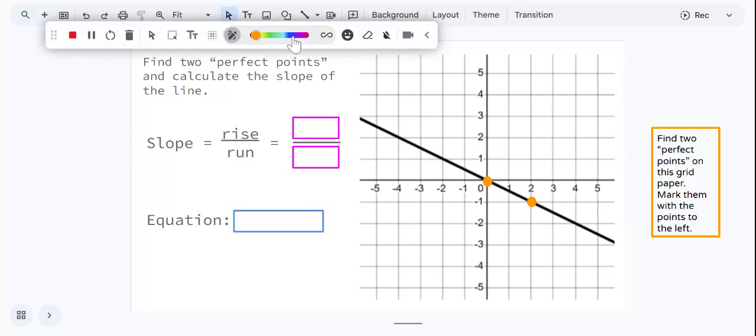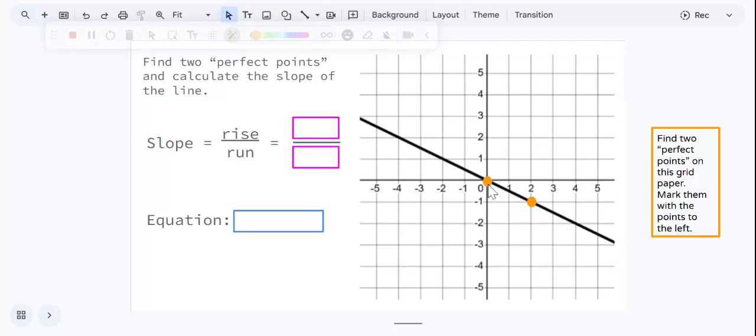Okay, what is my rise over run? I'm going down 1, so negative 1 over 2. Down 1 over 2, so negative 1 over 2. That's your slope, that's your m. Your equation is y equals negative 1 over 2 x.